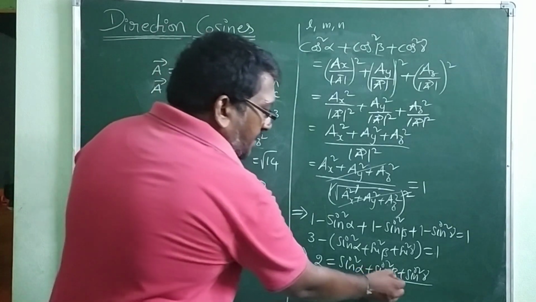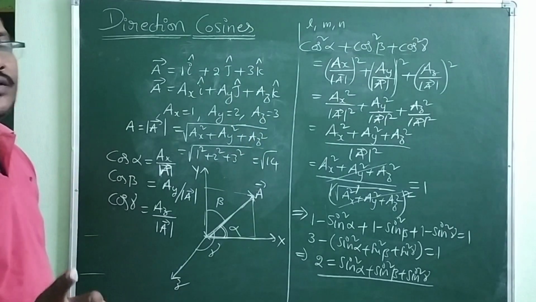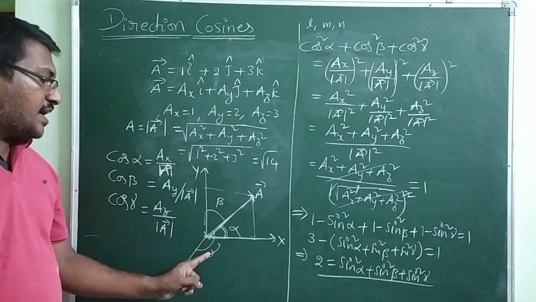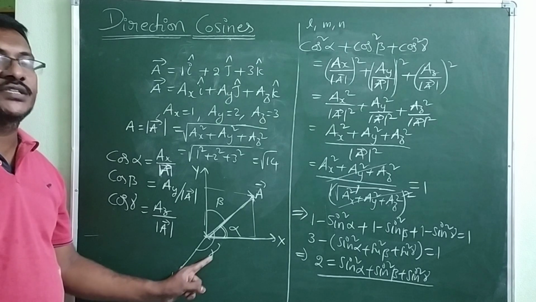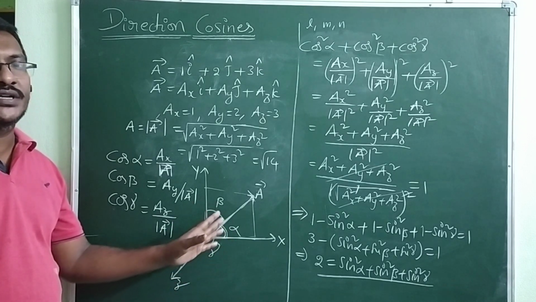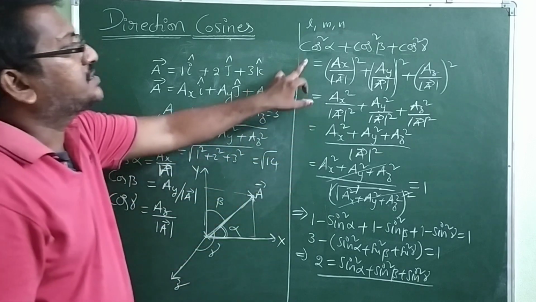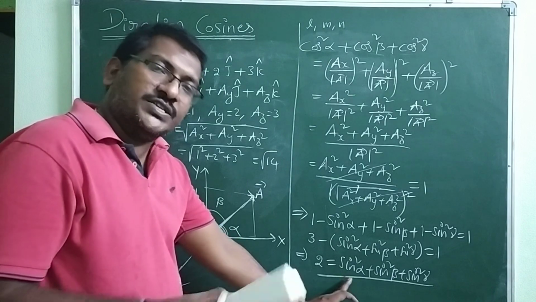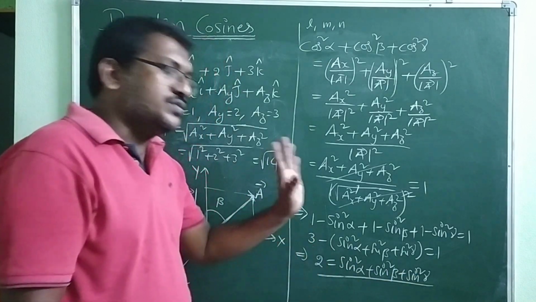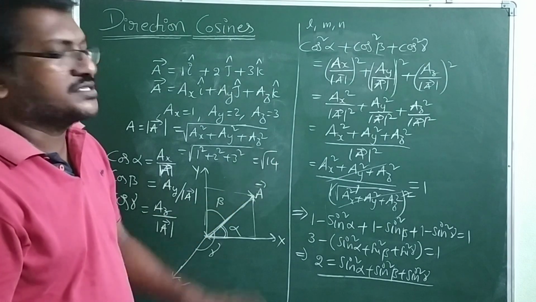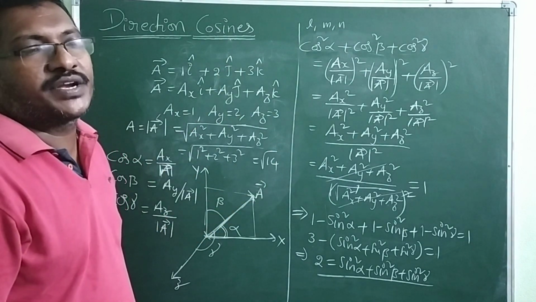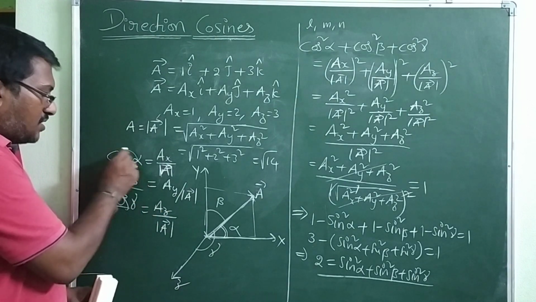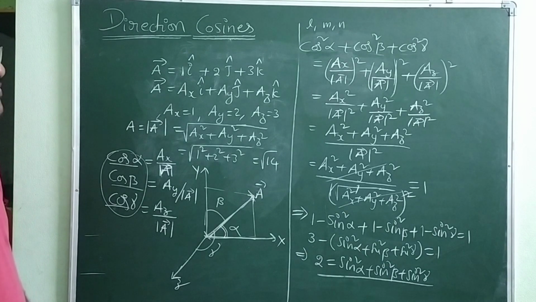Here alpha, beta, gamma are the angle made by the vector with the x-axis, the y-axis and the z-axis, the three coordinate axes. Then cos square alpha plus cos square beta plus cos square gamma is equal to 1, and sin square alpha plus sin square beta plus sin square gamma is equal to 2. So this is the basic concept of the direction cosines of the vector. These three cosines are called the direction cosines of the vector.